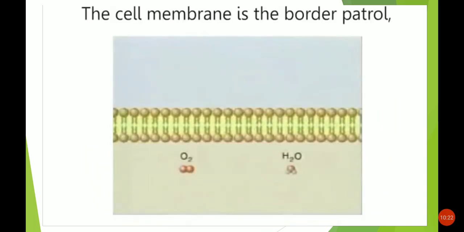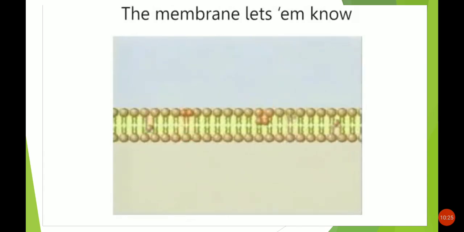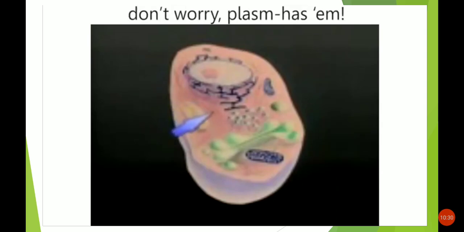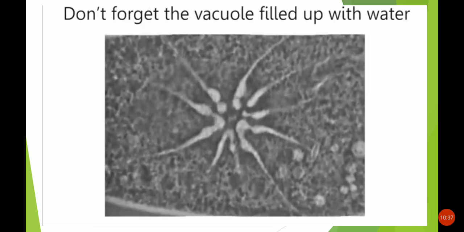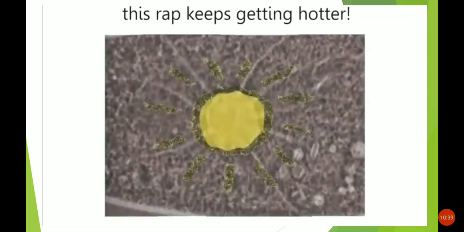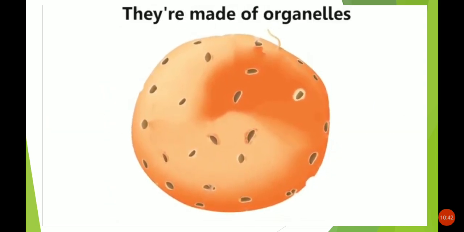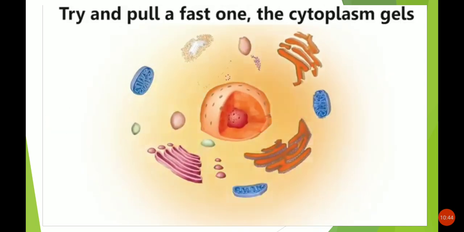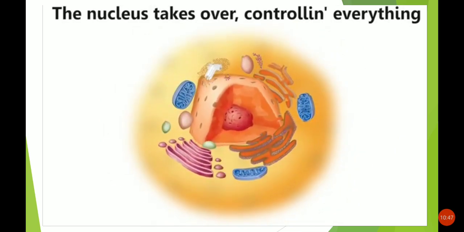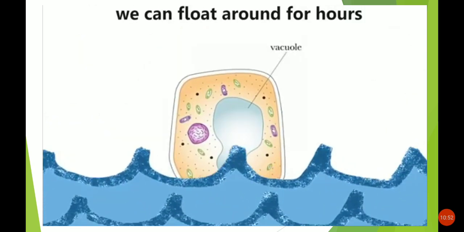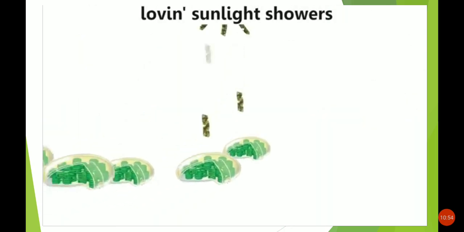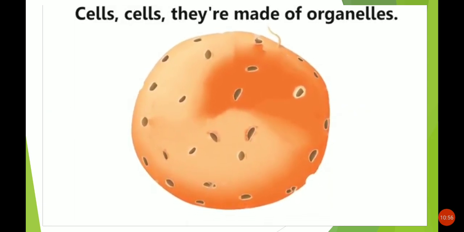The cell membrane is a border patrol. Who can cross over? The membrane lets them know. The gooey stuff inside is called the cytoplasm. It holds the organelles. Don't worry, plasm has them. In the middle of the cell, you find the big brain. The nucleus surrounded by nuclear membrane. Don't forget the vacuole. It's filled up with water. It's a basic need for life when the Rap keeps getting hotter. Cells, they're made of organelles. Try to pull it fast when the cytoplasm gels. The nucleus takes over, controlling everything. The party don't stop till the membrane box is seen. Inside the vacuole, we can float around for hours, running around with chloroplasts, loving sunlight showers. Cells, they're made of organelles.